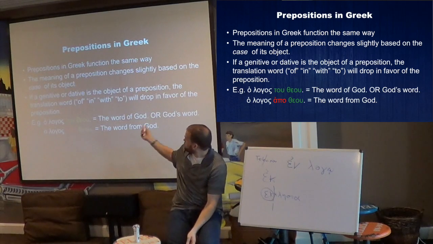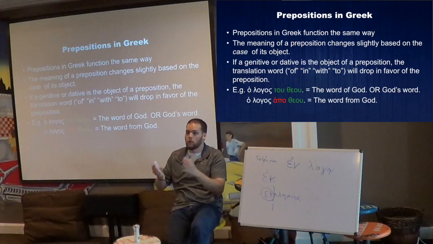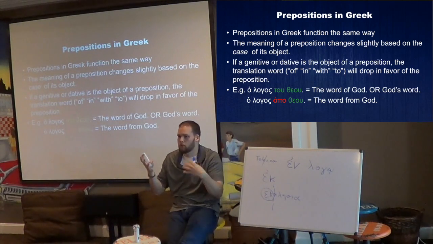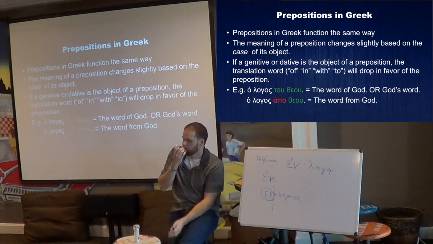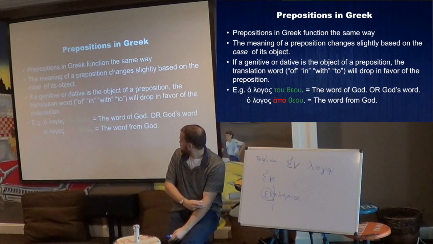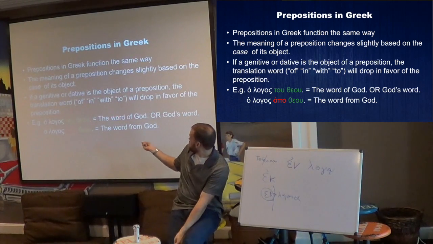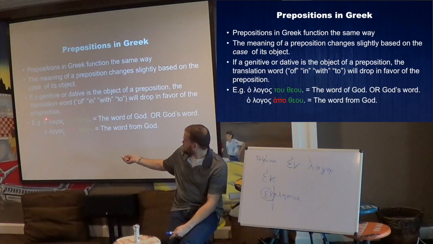Another example, apa, the Greek preposition for from or away from. So ek just means out from, of. Apa means something very similar, but away from. So the example without the preposition, the word of God, ho logos tou theou. Nominative, genitive. The word of God, or God's word.